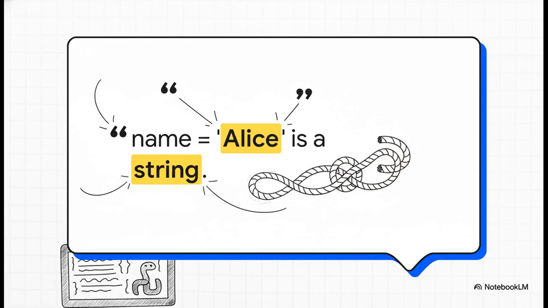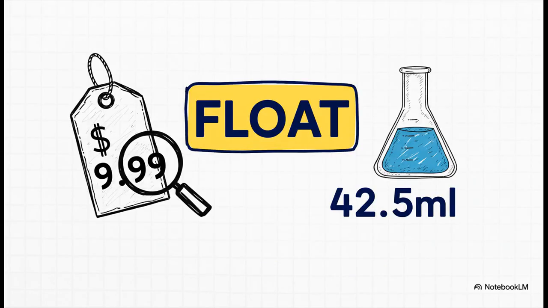Now, here's a super important clue. In Python, you'll always see strings wrapped up in either single or double quotes. That's how you tell the computer, hey, this is text, not a command I want you to run. Okay, then we have what are called floats, which is really just a fancy name for numbers with a decimal point. Anytime you need more precision than just a whole number, you'll use a float. Think about prices like $9.99, or measurements. If it's got a decimal, it's a float.